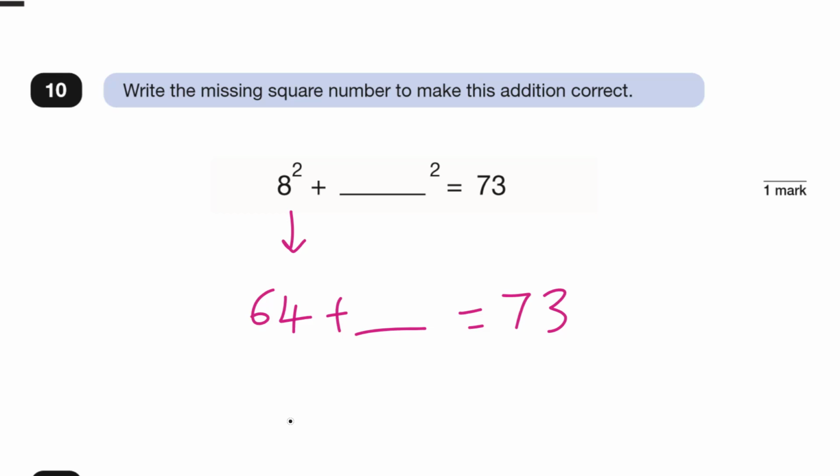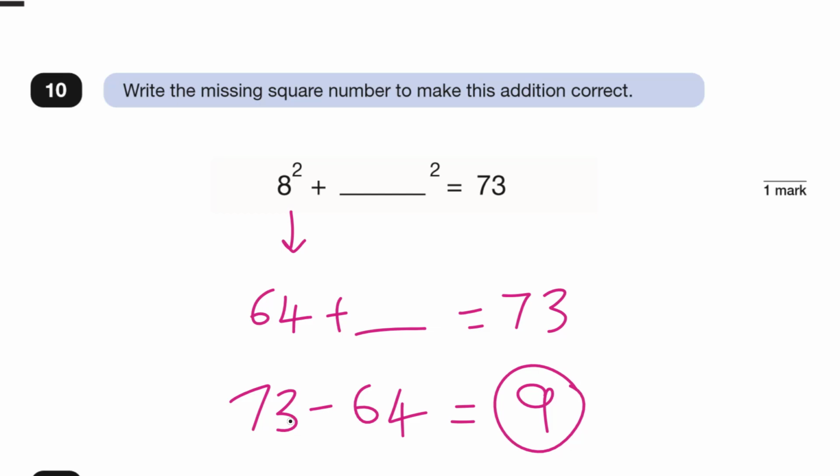Now we can use subtraction. We can use the inverse to figure out what that missing bit is. So 73 take away 64 equals 9. So I know that this missing digit here needs to be 9. And 9 is a square number. Okay, this is the bit where it caused controversy because it says write the missing square number. The square number is 9. However, we can't put 9 there because 9 squared is 81. That would make that 64 plus 81 if we wrote 9 in.